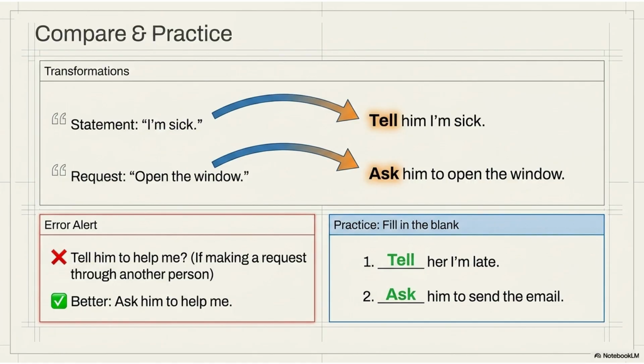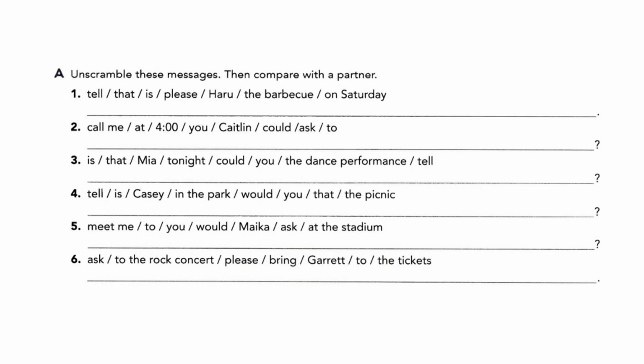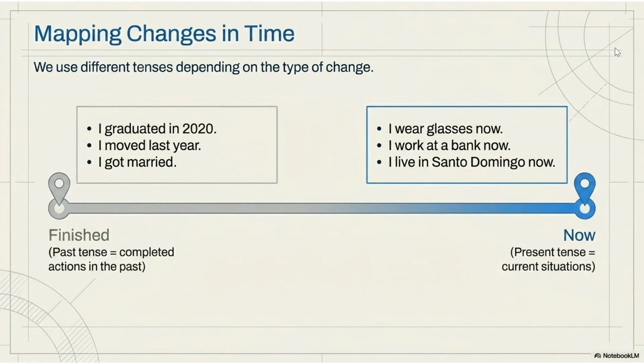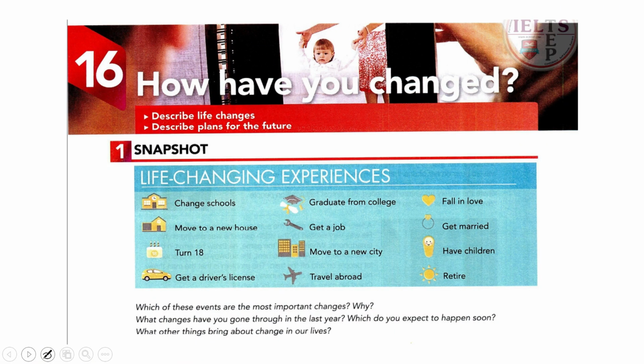Okay, so let's continue. For this grammar, you only have one exercise. Only one. Pretty simple. Easy peasy. Here you have to unscramble these messages. As you can see, you have every element that you need right here, but you need to arrange this properly. So you're going to use the rule that I just taught you to do this, okay?